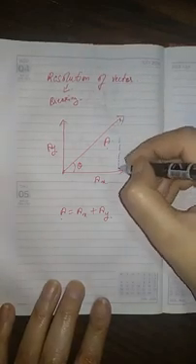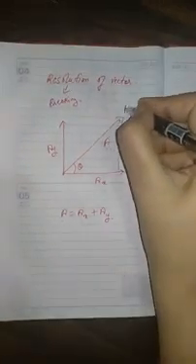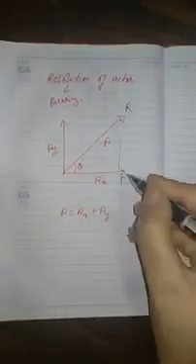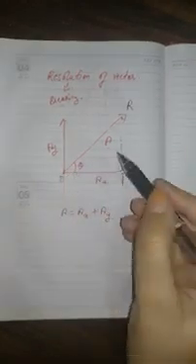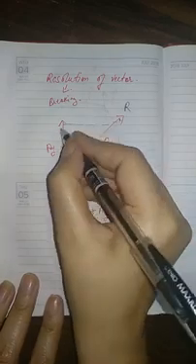We draw a perpendicular line from this side. Let us write this as R P O. Another line we also draw from this side. So this side is Q.